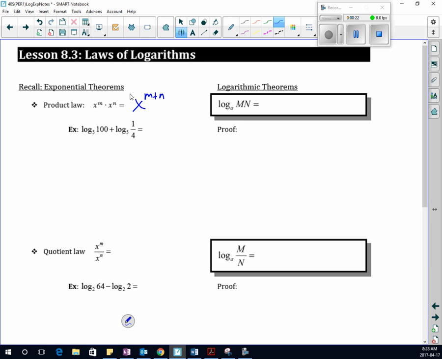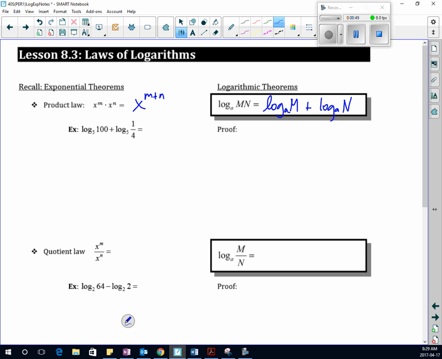So as you can see on your formula sheet, this is equal to log of m base a plus log of n base a. Very similar, right? If you're multiplying the same base of an exponent, you add the powers. Here, if you have a product of a logarithm argument, you can separate them by adding.